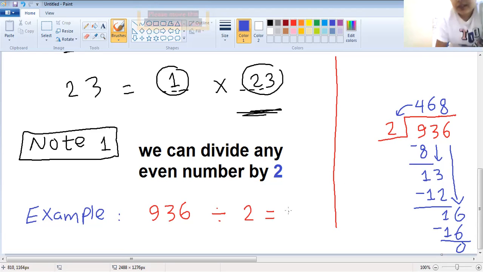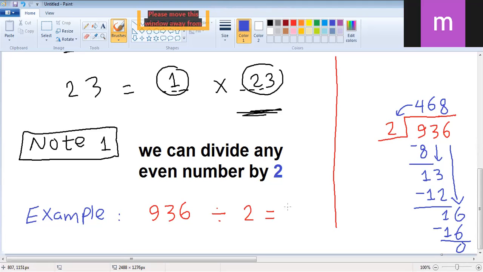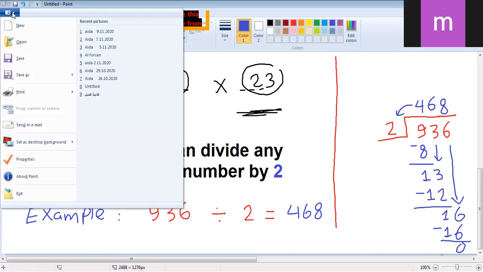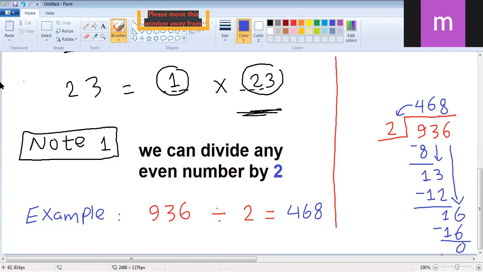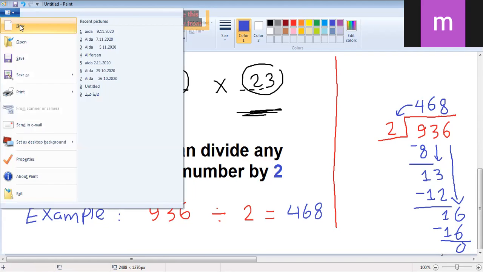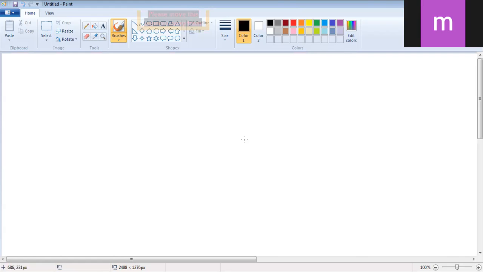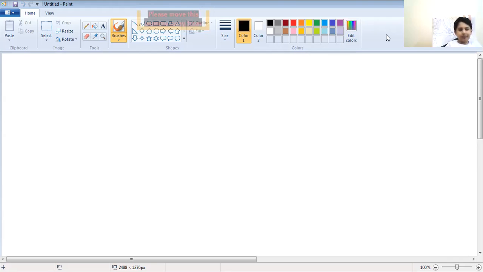So if I get the answer without remainder, that means we can divide any even number by 2. Thank you very much. So note number 1, please write it: we can divide any even number by 2. It's easy, easy.